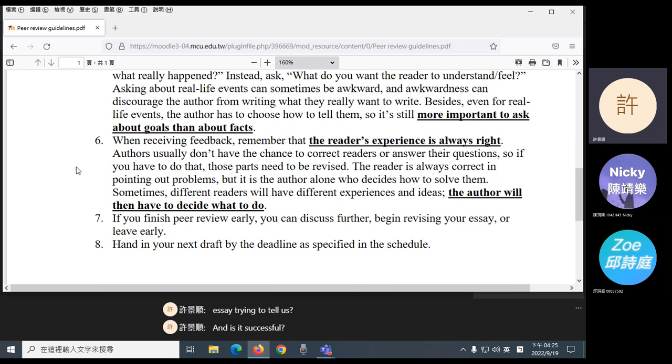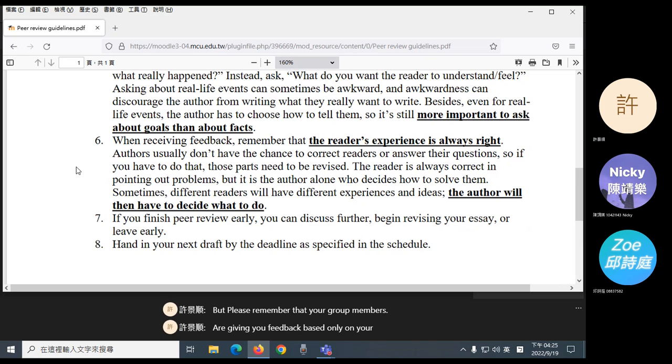Now, when you're the author and you're listening to feedback, it can sometimes feel a little uncomfortable, right? You spent so many hours writing this essay, and people are giving you feedback. They don't understand what you're saying. They're all idiots. They have no idea what I'm trying to do. But please remember that your group members are giving you feedback based only on your essay.